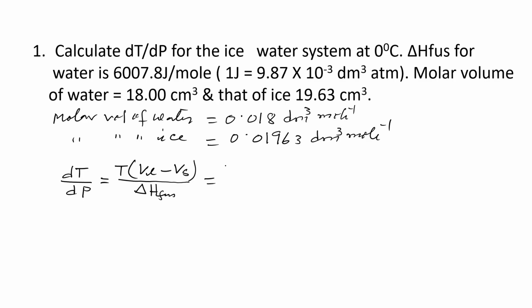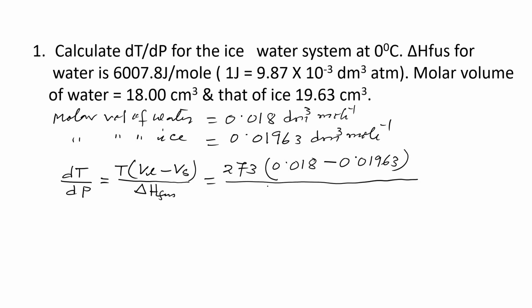What is the temperature? 0 degree centigrade, that means 273. And what is the molar volume change? The molar volume change for liquid is 0.018 minus 0.01963, divided by delta H fusion, that value is 6007.8. You have to convert it, that means into 9.87 into 10 to the power of minus 3. You just look at this unit also. Okay, so these are the things.